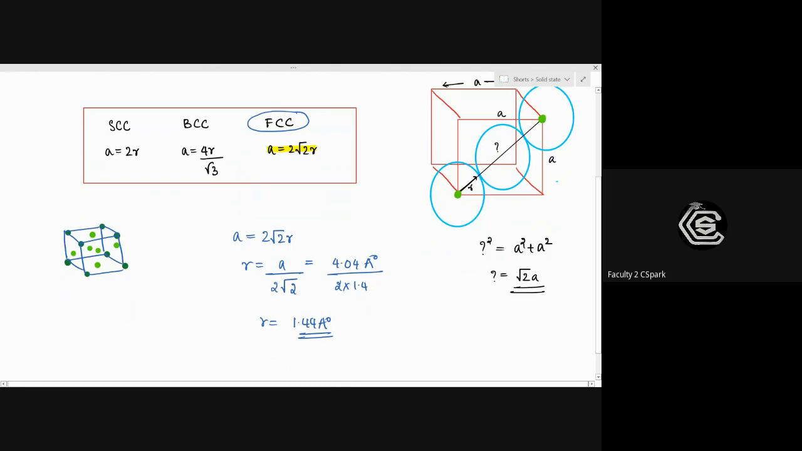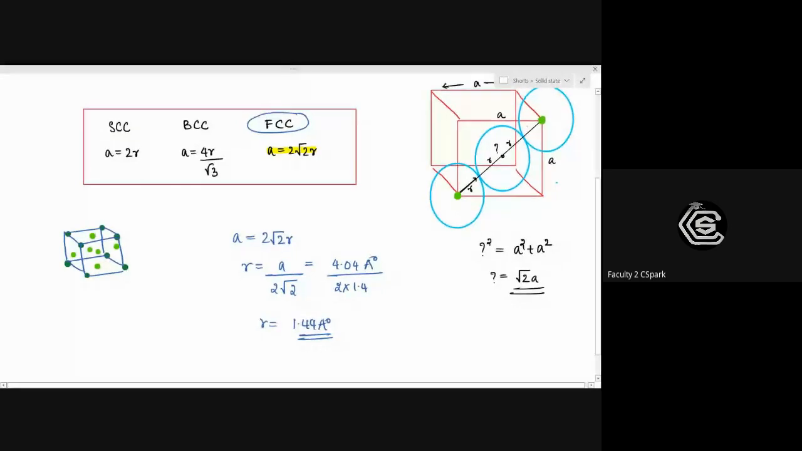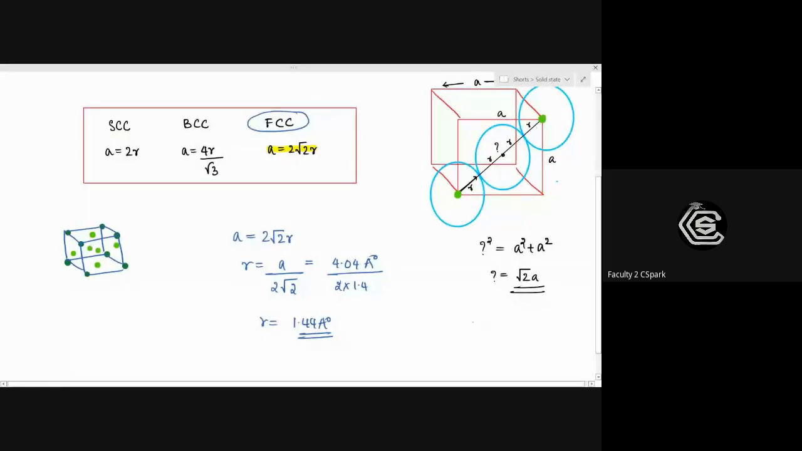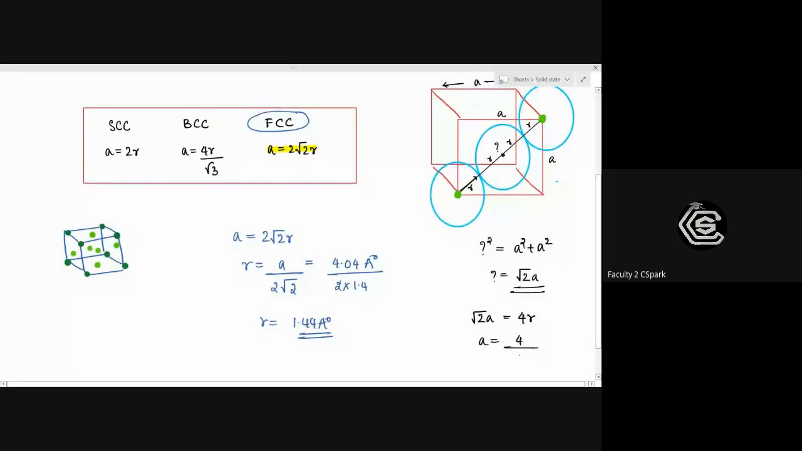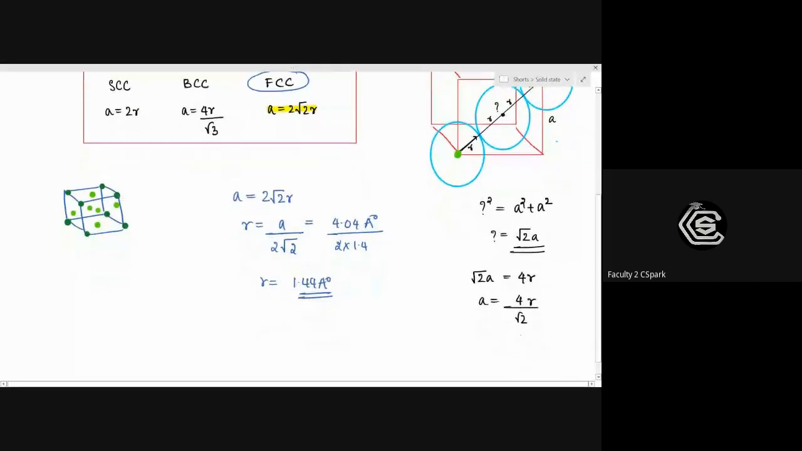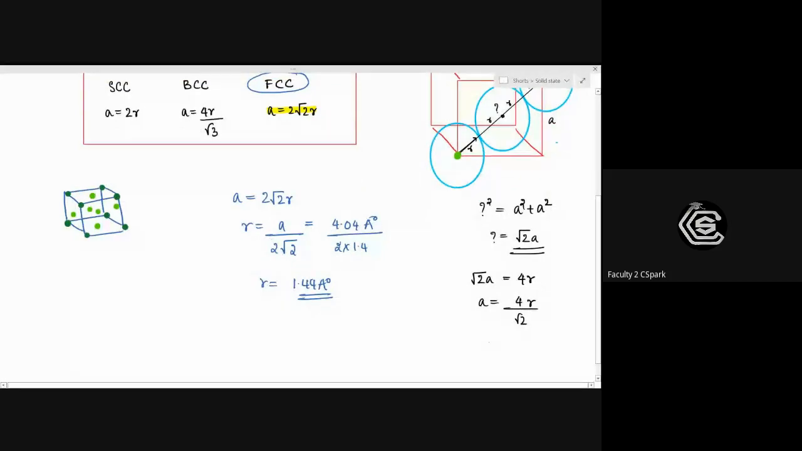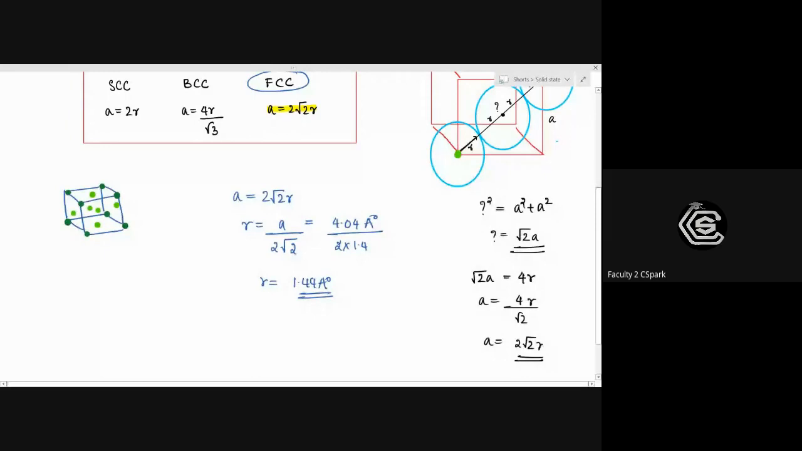This root 2A is the sum of 4 radii. This is R, if this is the center of the sphere, this is R. This is also R. And from the center, this is also R. So what we get here is root 2A is equal to 4R. Correct? Or A is equal to 4 by root 2 into R. And what we get here is A is equal to 2 root 2R. Correct? And that is what is written here. Now this is how we derive it.